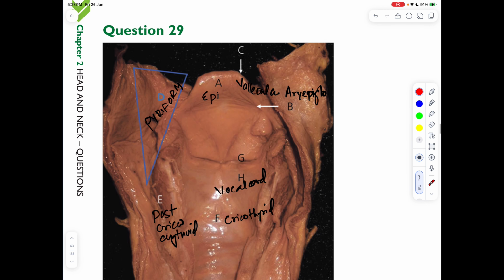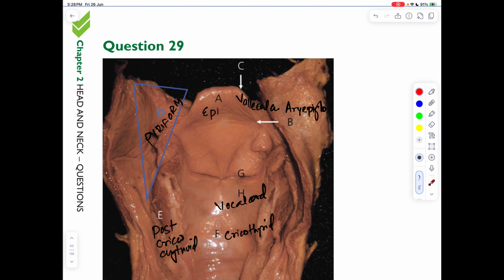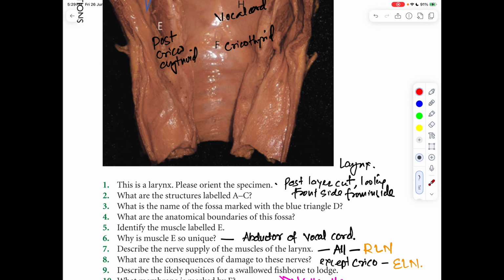You see, this one is epiglottis, and then there is vallecula and aryepiglottic fold. So this space is vallecula, and B is on the sides, aryepiglottic fold, and this anterior is piriform fossa. Then here you can see the vocal cords, posterior cricothyroid. Orient the specimen. So epiglottis superior arising from the anterior surface, tracheal ring inferior, specimen viewed from the posterior side.